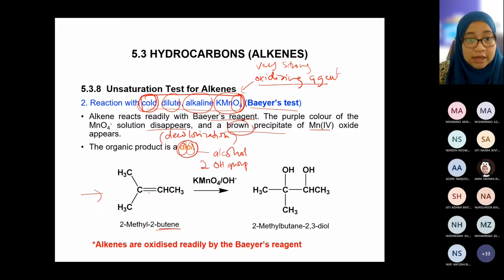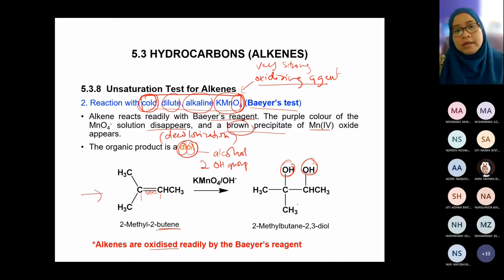Basically it is oxidation. The pi bond will be broken down, so there will be one extra bond there. OH will be added to both carbons. So this is what we call a diol. It is an alcohol but it has two hydroxyl groups there. Alkenes are oxidized readily by the Bayer's reagent. This is an oxidation reaction actually. Only OH will be added.